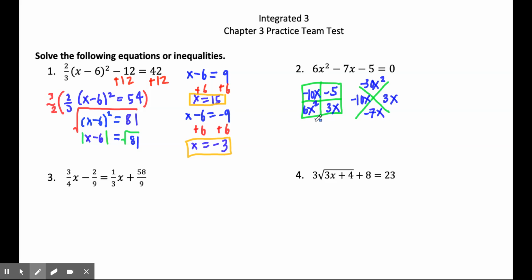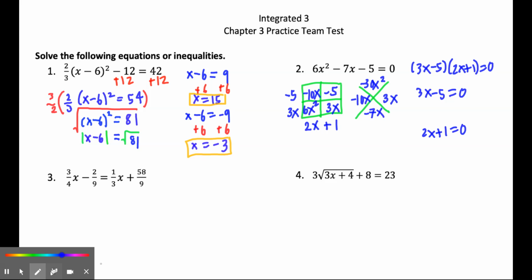And then you can see here, 10 and 6 are evens, and they both have x's, so 2x, and then 2x times 3x is 6x squared. 3x times 1 is 3x, and 2x times -5 is -10x. And so it factors to 3x minus 5 and 2x plus 1 equals 0. And then from there, you can make your two equations. So when 3x minus 5 equals 0, you get one answer, and then when 2x plus 1 equals 0, you get your other answer.